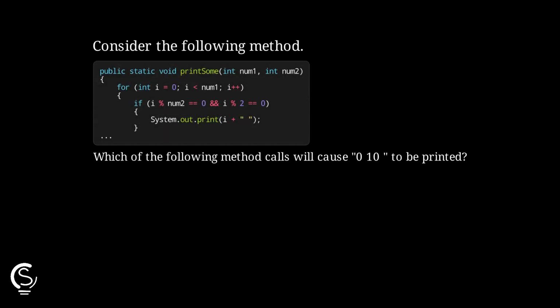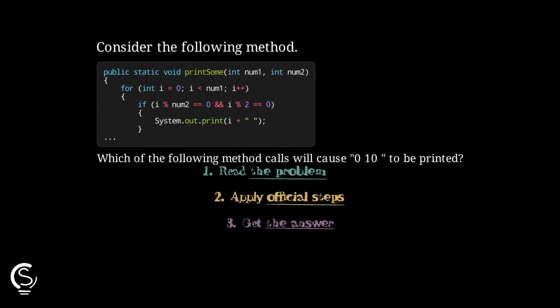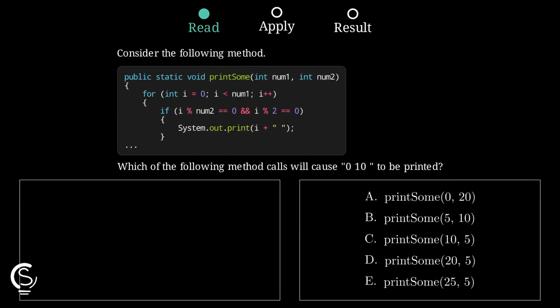I got your back. Java loops can be tricky, but we will solve this fast. We need to find which method call prints exactly 0 and 10. Let's go. The method prints numbers that are divisible by both the second parameter and 2. We need the loop to reach 10, so the first parameter must be strictly greater than 10.